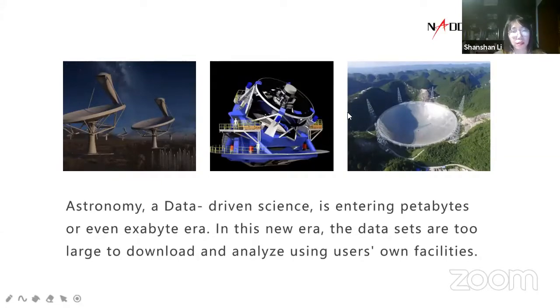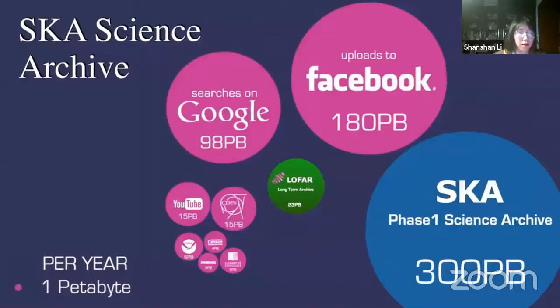These astronomical projects we may all be very familiar with, here the LSST, the FAST. LSST is planning to acquire 25 terabytes every night. The FAST, the 500-meter aperture spherical radio telescope in China, began science operation this year and will generate 20 petabytes of data every year. And we all know the SKA, in phase one the science archive will have 300 petabytes. So this is a huge amount of data.